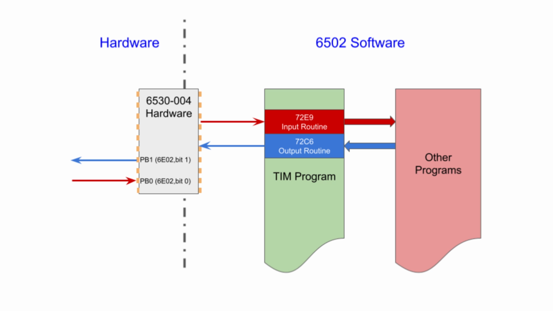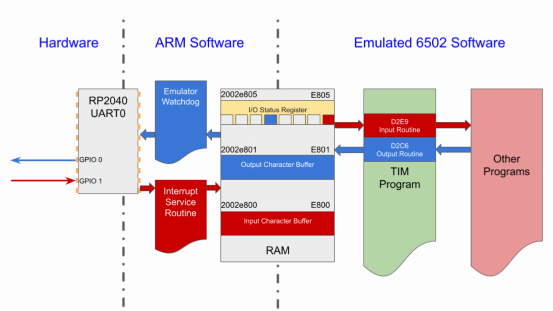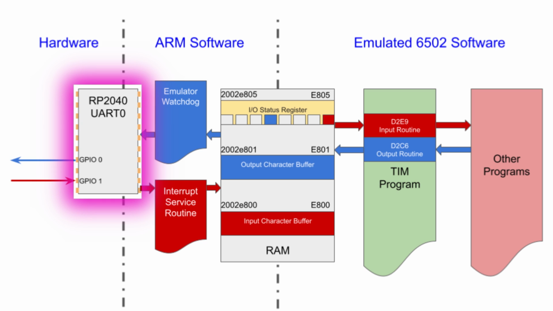The 6530-004 includes 16 I/O pins, 1 kilobyte of ROM from 700 hex to 73FF hex, which contains the TIM program, and 64 bytes of RAM. Serial communication is accomplished by using bit banging and 2 I/O pins, one for input and one for output. For the emulator, I'll replace the bit banging I/O with serial communications from the RP2040 UART0.